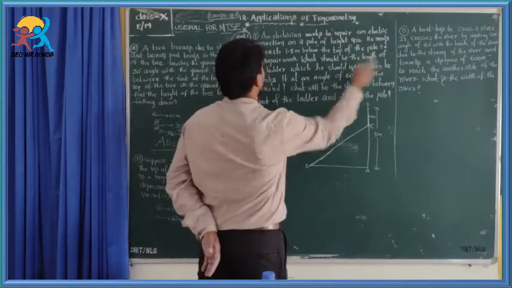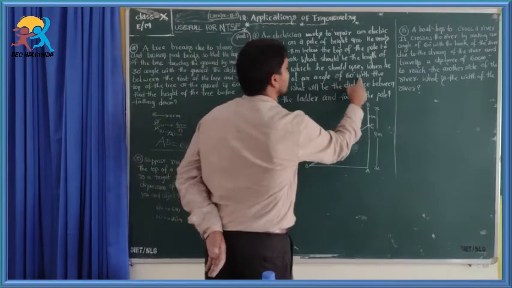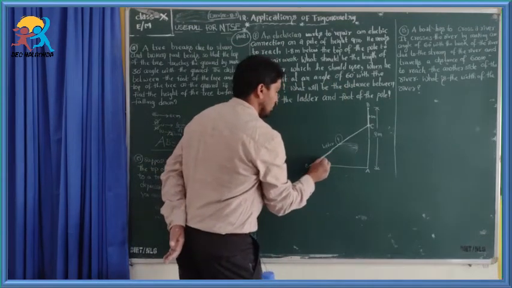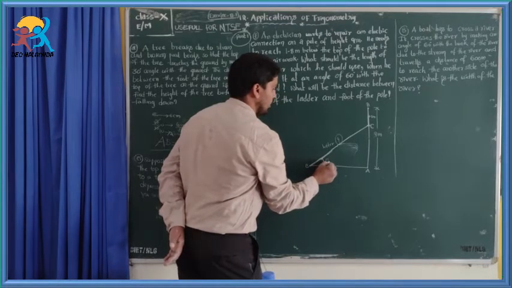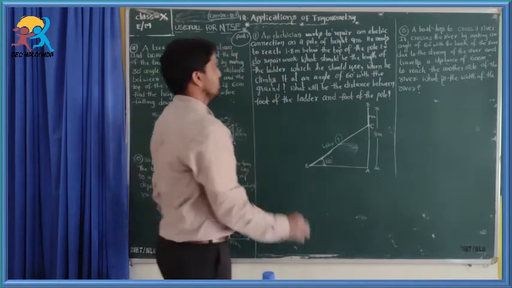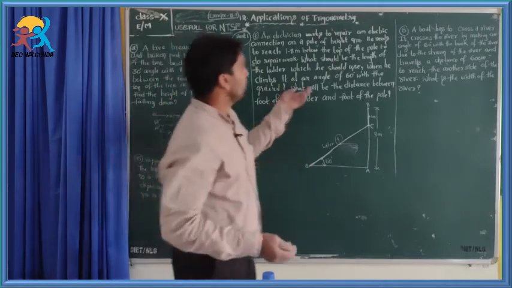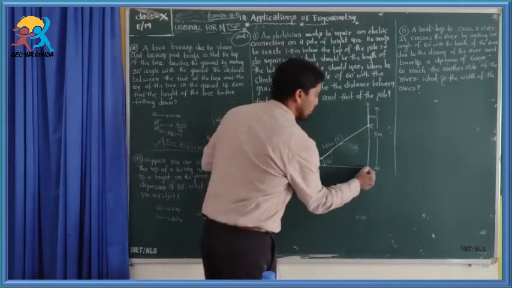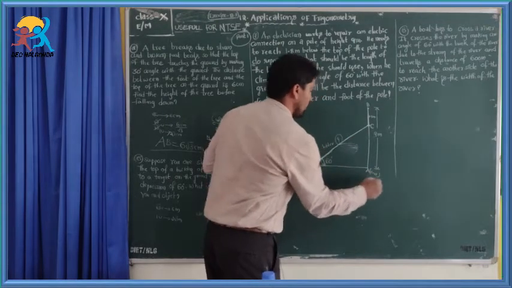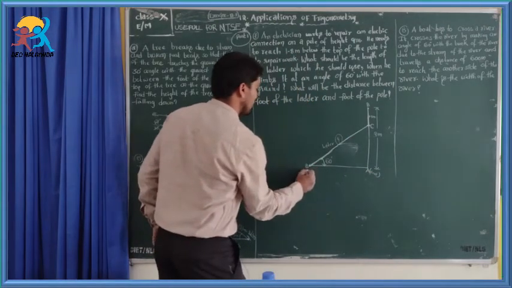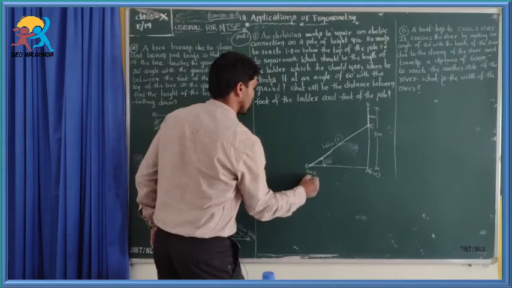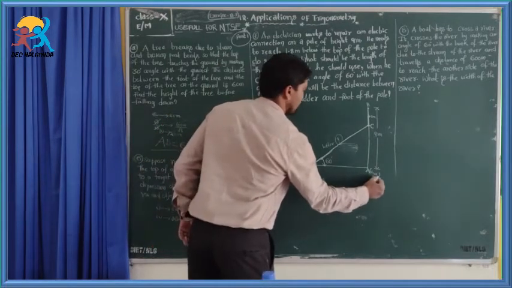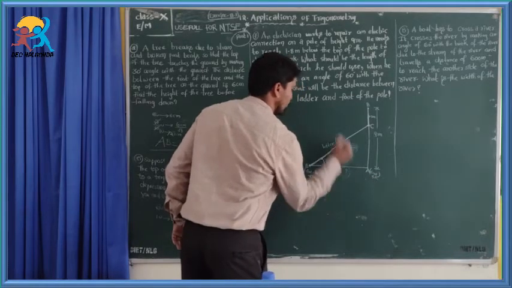Which he should use when he climbs at an angle of 60 degrees with the ground. When he climbs on the ladder, the angle with the ground is 60 degrees. This is the information that is given. What will be the distance between the foot of the ladder and the foot of the pole? Foot of the pole is A, foot of the ladder is B. This distance also we have to find.